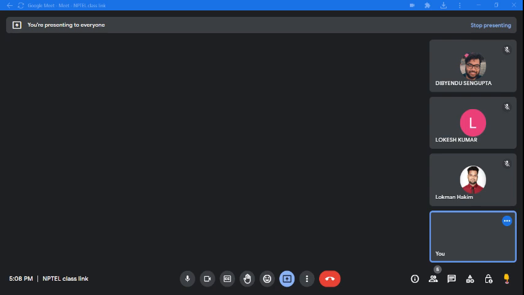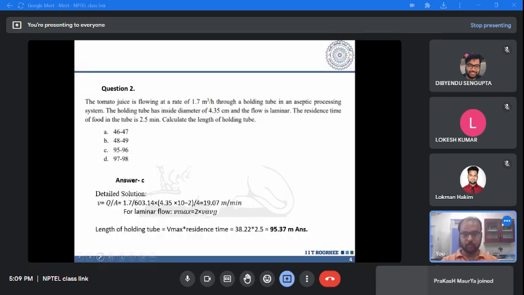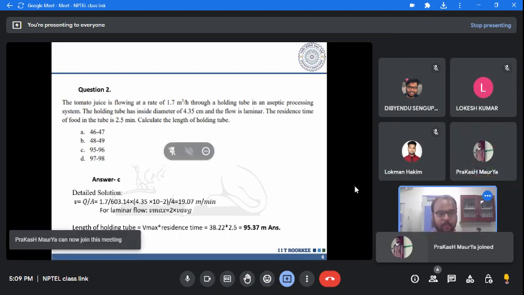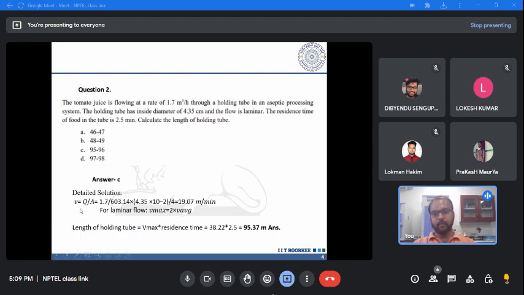Okay, so the answer for this question: you need to know the formula that velocity is equal to flow rate upon area. So your tube will be like spherical on the edge. Okay, so what will be the answer?